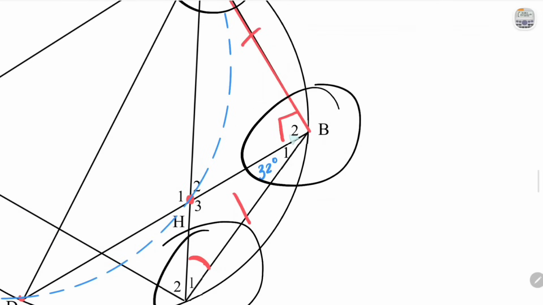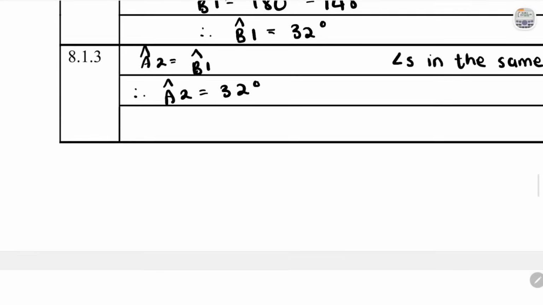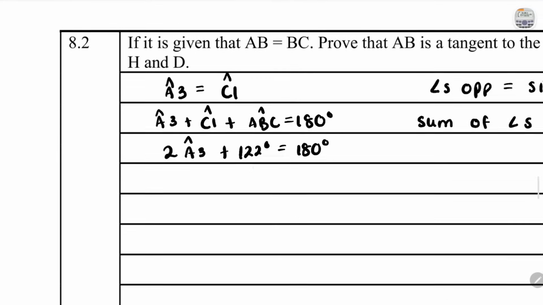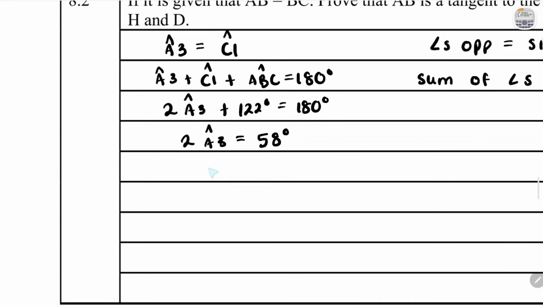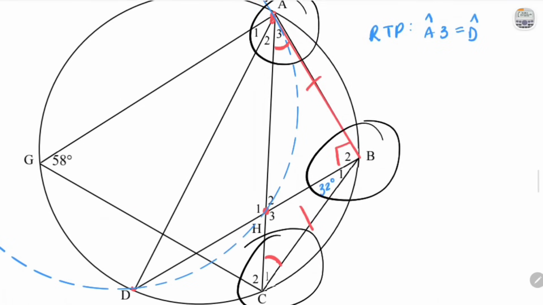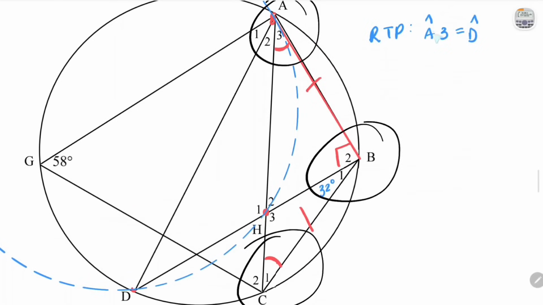Now that is 90 degrees plus 32 degrees, which is 122 degrees. Okay, so we know what that is, 122 degrees. And then now we can solve for angle A3. So if you transpose 122 degrees, that's 2 angle A3 being equal to 180 minus 122, which is 58 degrees. And then if you divide both hand sides by 2, angle A3 is therefore equal to 29 degrees. Okay, so that's angle A3. And now that we have angle A3, we also have angle C1, of course.